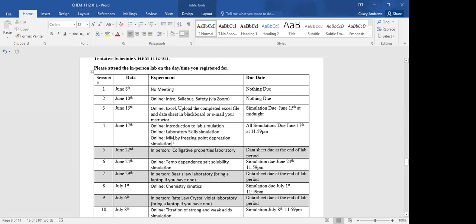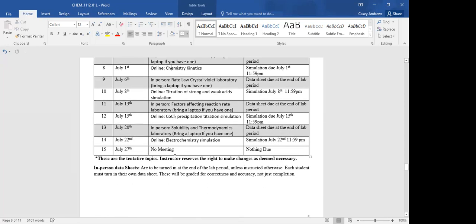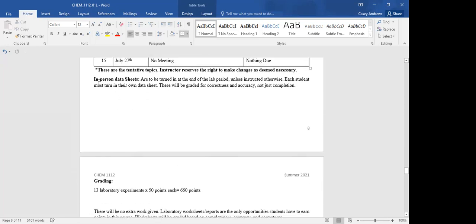On the 17th, that's when you go to the actual virtual labs, with the actual link on Blackboard. So from the 17th onward, anytime it says online, you're going to be doing the online labs at the different site, which I'll show you how to do. In-person data sheets: for the in-person labs, your data sheets are due before you leave, which should not be a problem. You should have plenty of time to do all that.